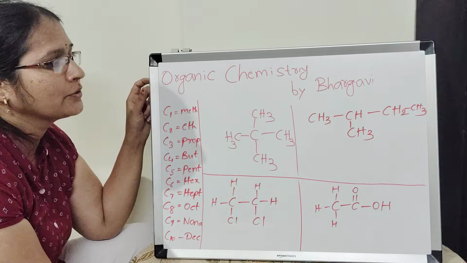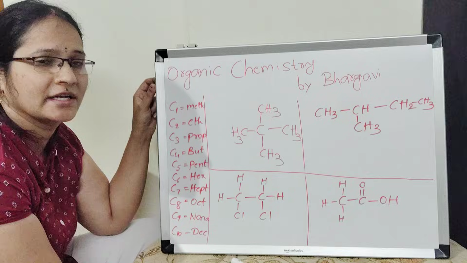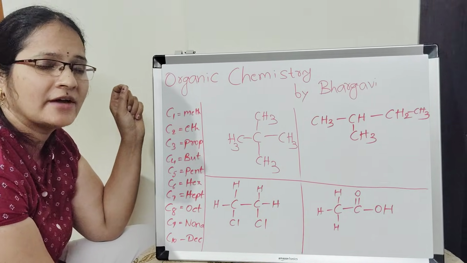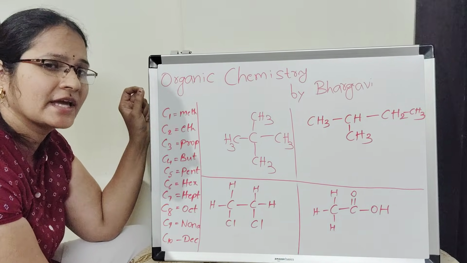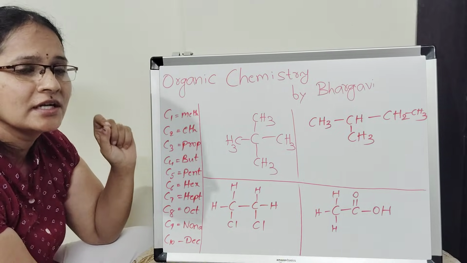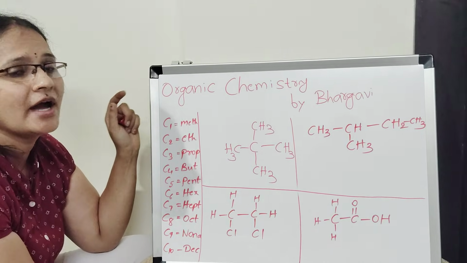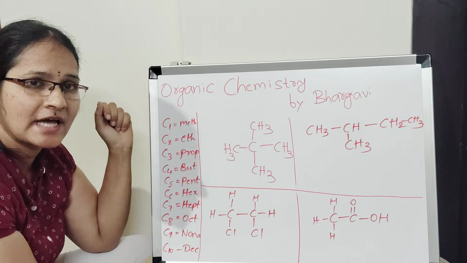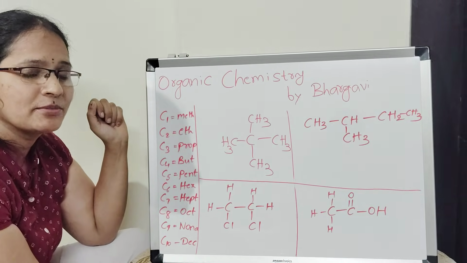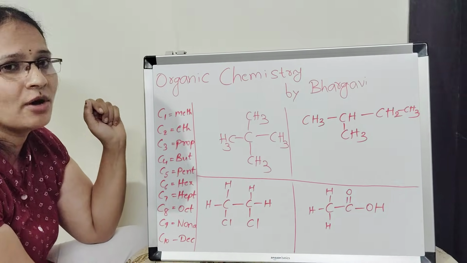I have come back here to explain some more examples of organic chemistry. In yesterday's video, I explained that single bond means ane, double bond means ene, triple bond means ine. Today, I am planning to explain 4 more examples. Step by step, you can become perfect in IUPAC nomenclature.